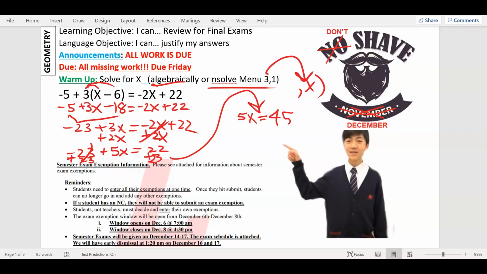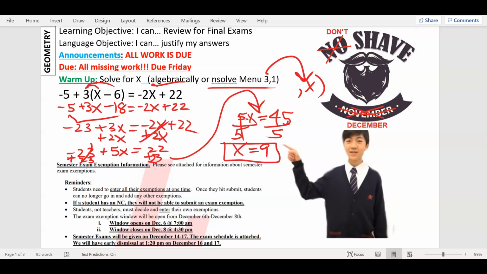Now, my last step, 5x means 5 times x as a coefficient. What's the opposite of multiplying by 5? Dividing. I know one person in this room knows it. Everyone else, the opposite of multiplying is dividing. When we divide 45 by 5, we get 9.